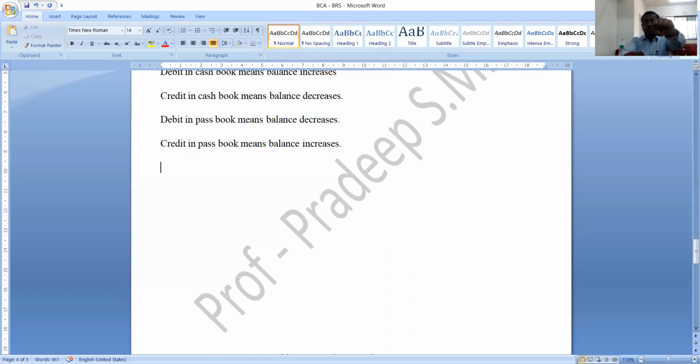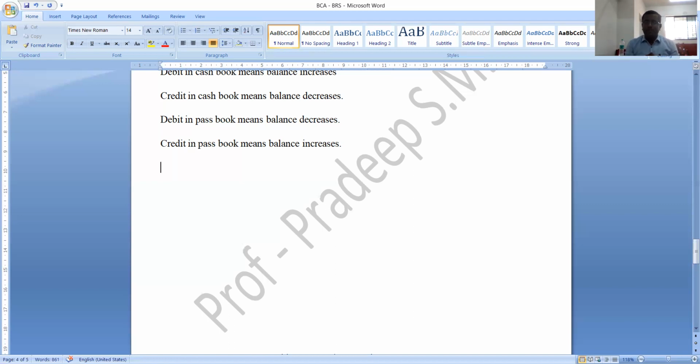Immediately you reduce the bank balance in the cash book, but the passbook balance is the same. In order to get this passbook balance, you should increase the cash book balance.